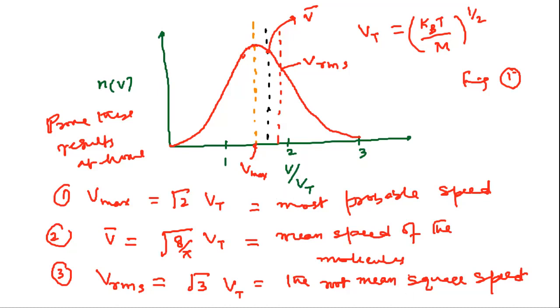Then the next thing which we have to discuss, let me use another color. The evaluation of mean square speed is important. Mean square speed means V_RMS square, right?